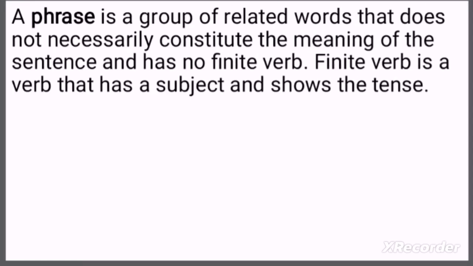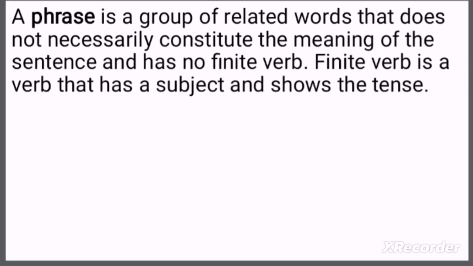To begin with, let's define a phrase. A phrase is a group of related words that does not necessarily constitute the meaning of the sentence and has no finite verb. So this is a group of words that does not give a clear meaning in the sentence. It means the phrase carries words that cannot give you a meaning. They also don't contain a finite verb.